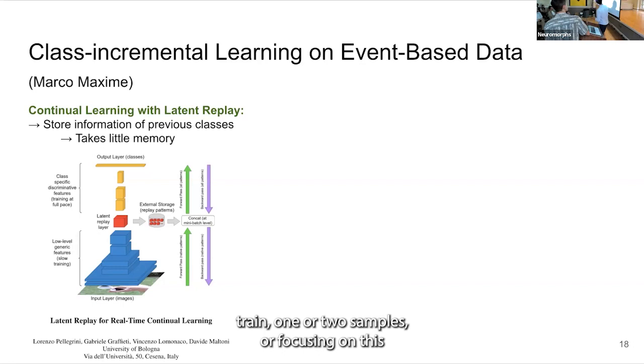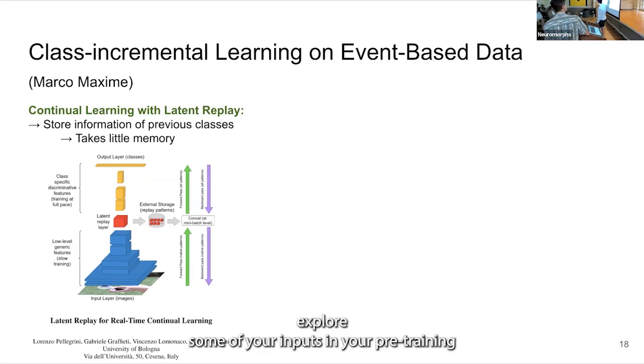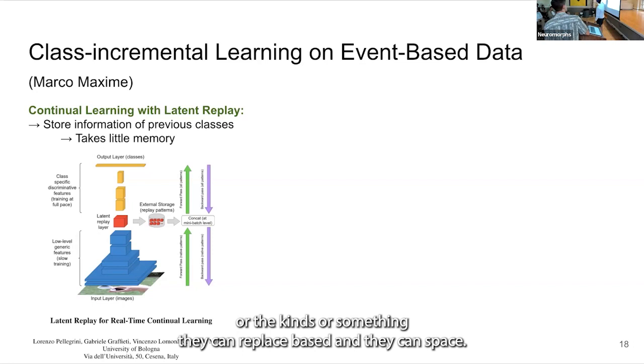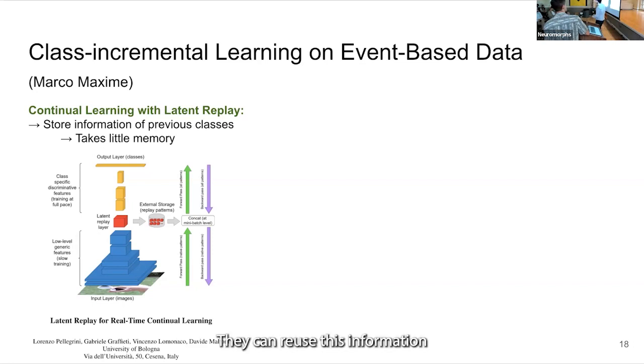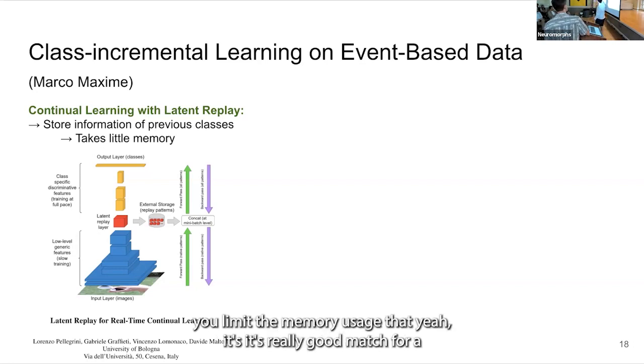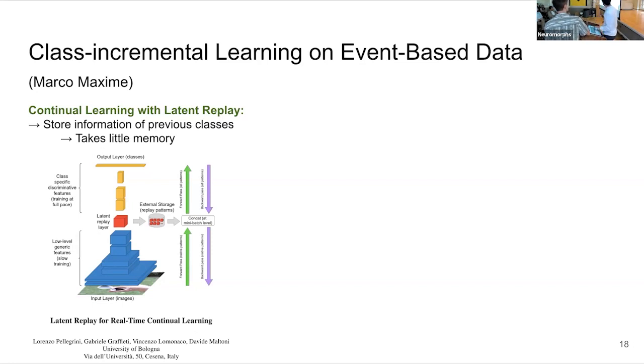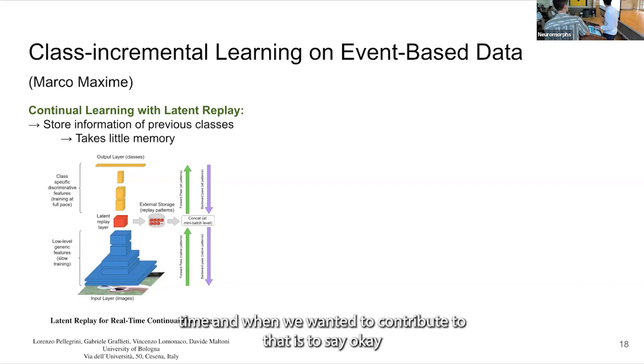And we're focusing on this recent paper and approach that is basically saying if you store some of your inputs from your pre-training, from your original classes, in the latent space, as a latent replay, you can reuse this information to keep training new classes, but you use little memory, you limit the memory usage. So it's really a good match for tiny ML, like neuromorphic hardware.